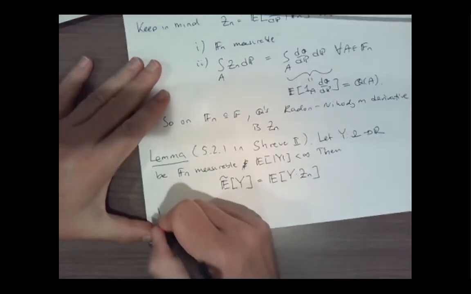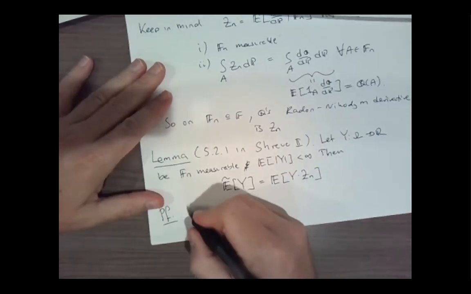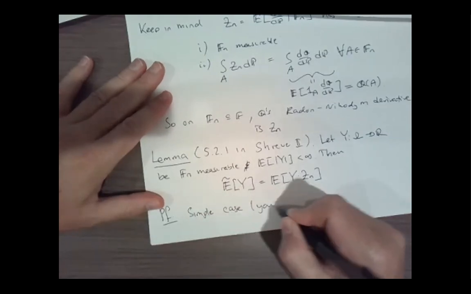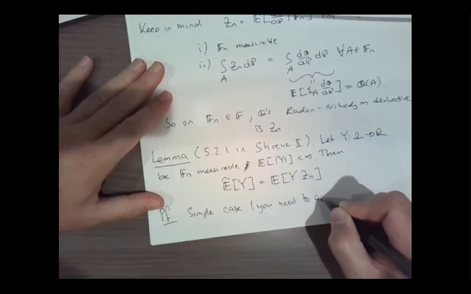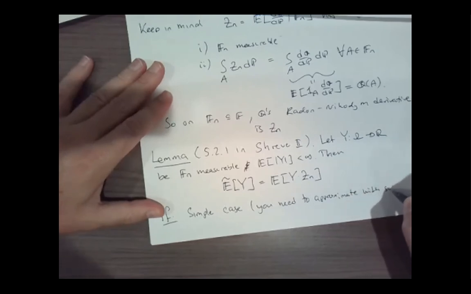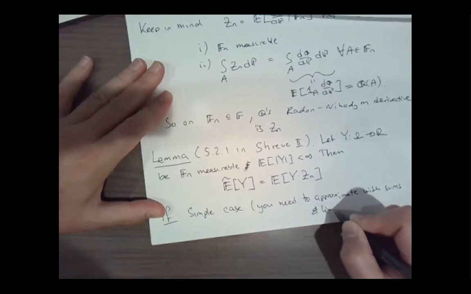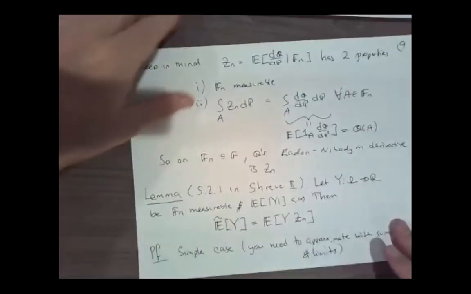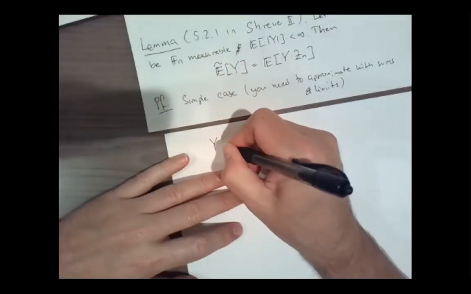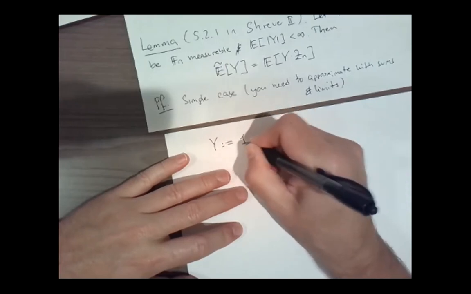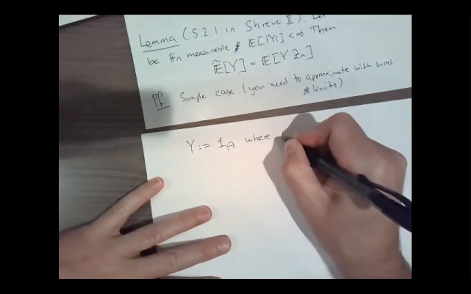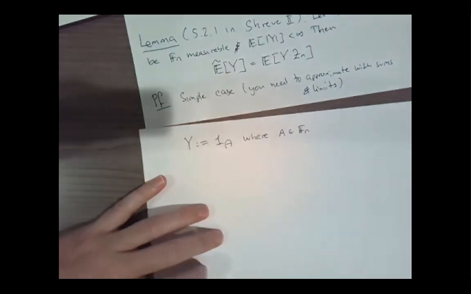And the proof, we're going to give a simple case, and then you need to approximate with sums and limits. We'll just do it for the simple case where the random variable Y has the form 1_A, where A is some set in Fn.